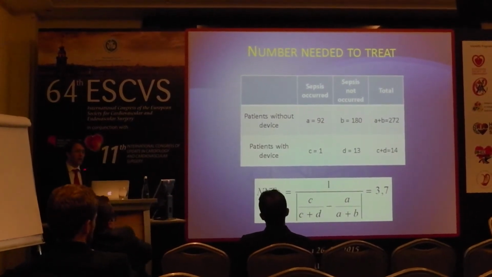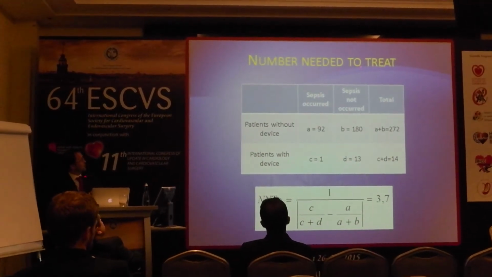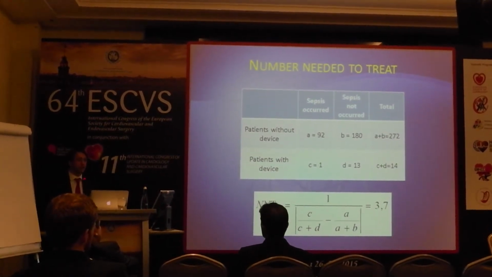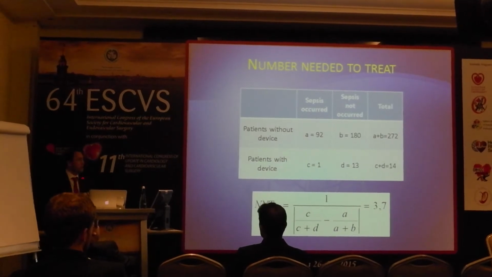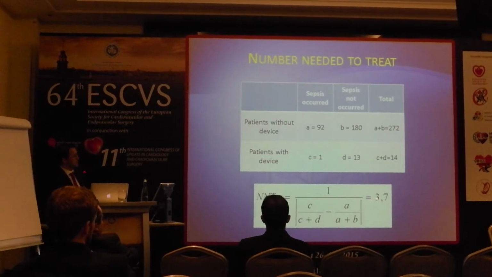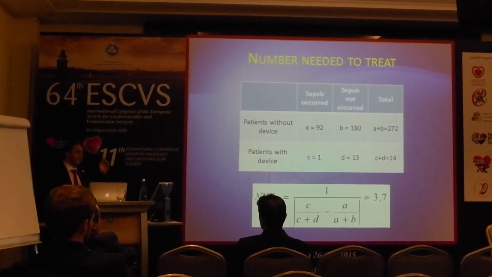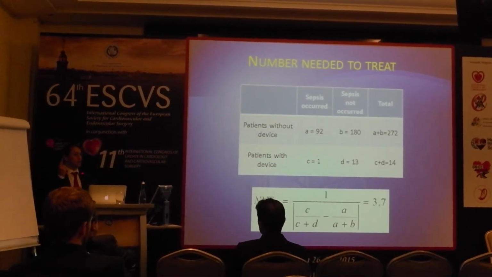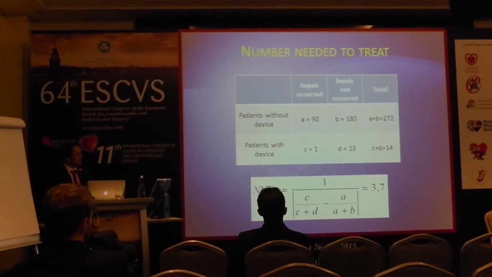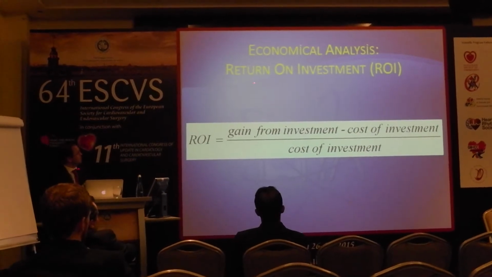So what we have done is see if our investment was good enough. So we took the number needed to treat. Number needed to treat is our well-known formula. It tells us how many patients we have to treat before we save a life. So in this case, these are our patients. This is the formula, and this is the result. It's 3,7. That means that every 3,7 devices, we avoid one sepsis. Okay? We do not avoid all the sepsis. We just avoid one every 3,7. Let's say 4.